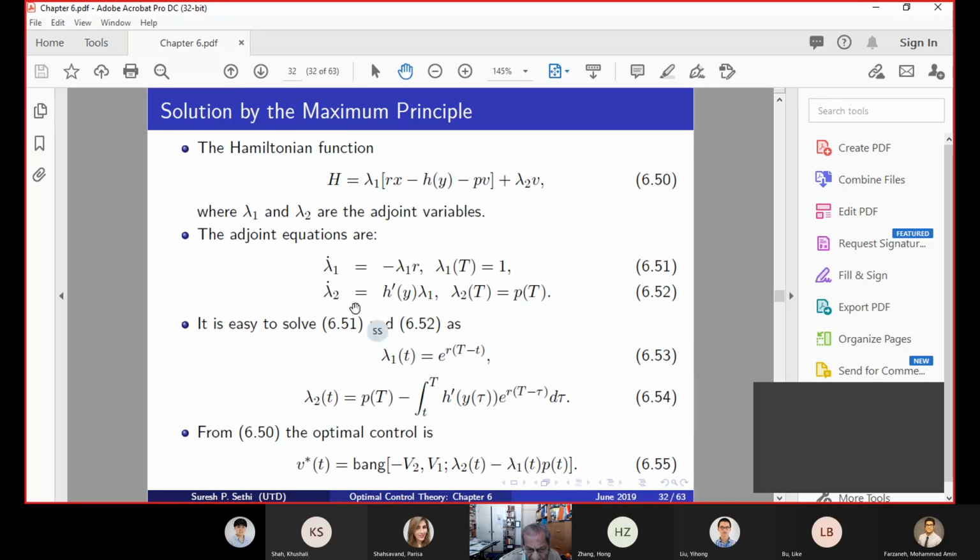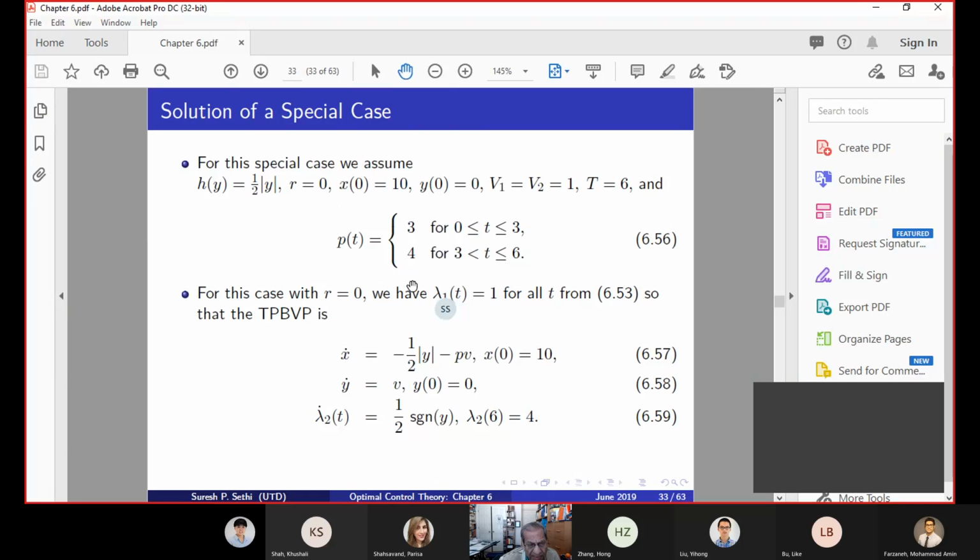And for lambda 2 T, there's an h prime of YT here, so this integral can come here. Without knowing h, I cannot solve this problem, but I can at least write the formula for lambda 2 T, which is given by this. Once I have lambda 2, I have a bang-bang solution because this is linear in v. So the bang-bang solution is minus v2, v1, depending on this quantity. This quantity comes from the Hamiltonian part, which is right here. If that's positive, I buy as much as possible. If that's negative, I sell as much as possible.